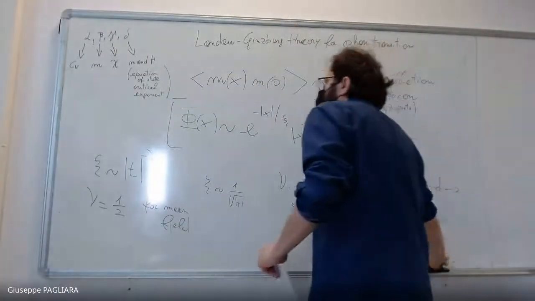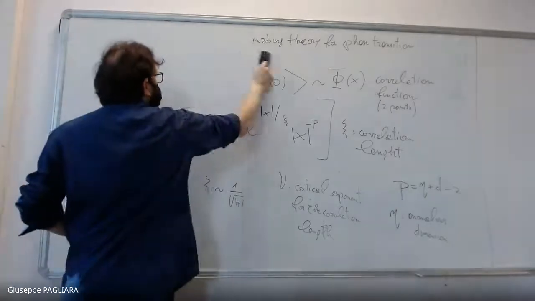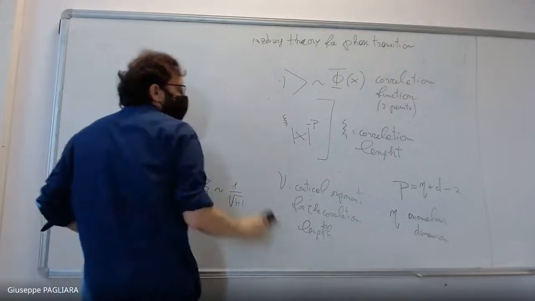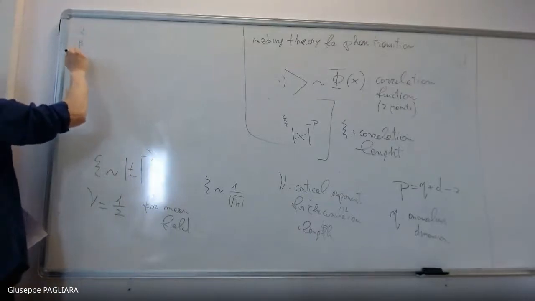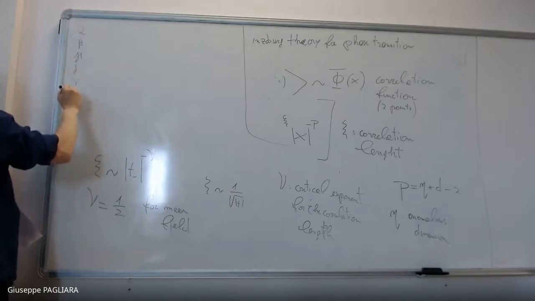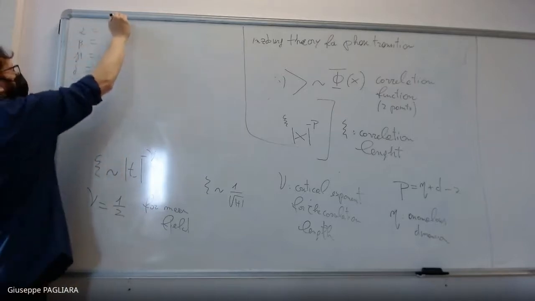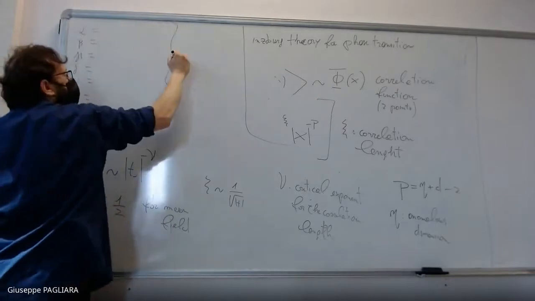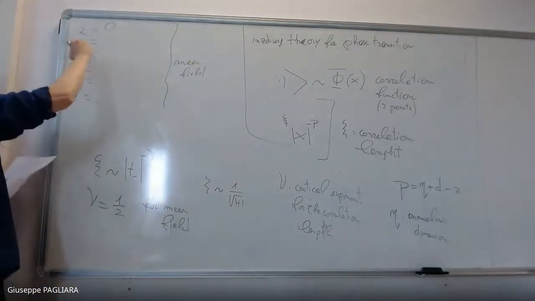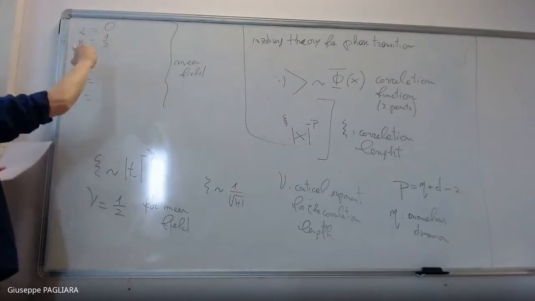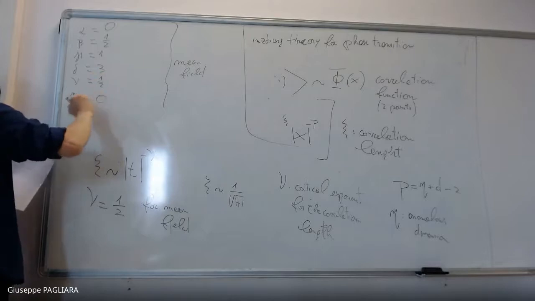So just to make a summary of the critical exponents, there are two more critical exponents associated with the correlation function. One of them is the critical exponent of the correlation length, which is called mu, and the other one is theta. And at mean field, let's collect the results. This is 0, this is 1/2, this is 1, this is 3, this guy is 1/2, and actually this theta is equal to 0.